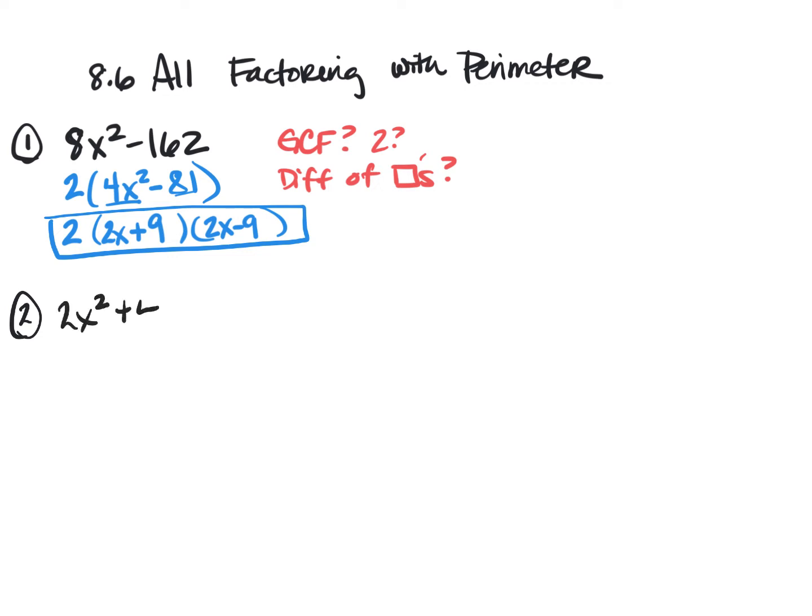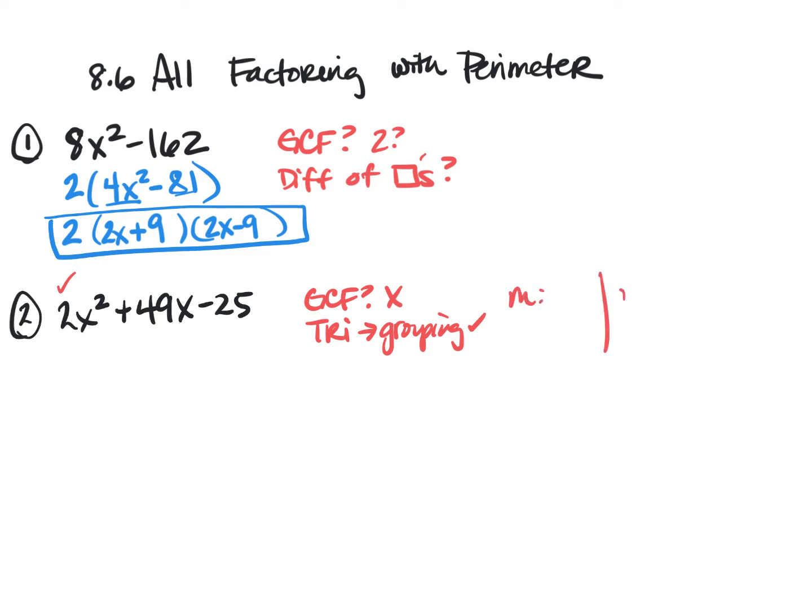2x squared plus 49x minus 25. All right, so let's think through this. Can I do a GCF out of all 3 terms? Well, 2 doesn't work, x doesn't work, so that's a no-go. It's a trinomial. Is it an easy one, or am I going to have to use grouping? I'm going to have to group because of that 2 out in the front. So let's do the multiply-add chart. I'm going to multiply 2 times negative 25, and I get negative 50. And I have to add to get 49. So I need to think of factors of 50 that could combine to give me 49.